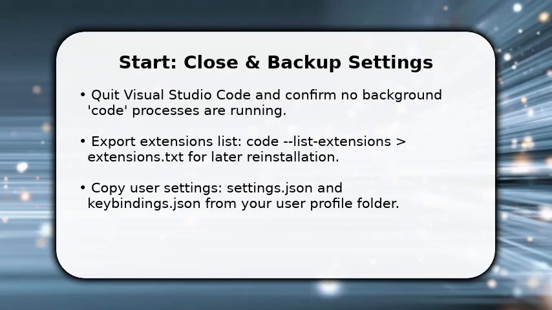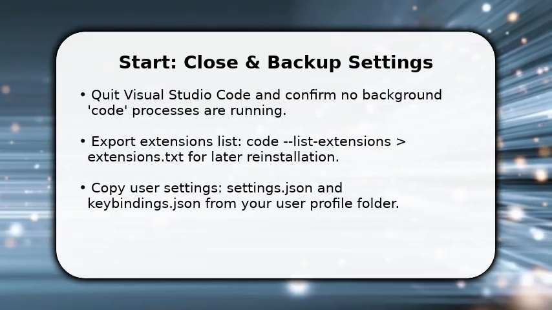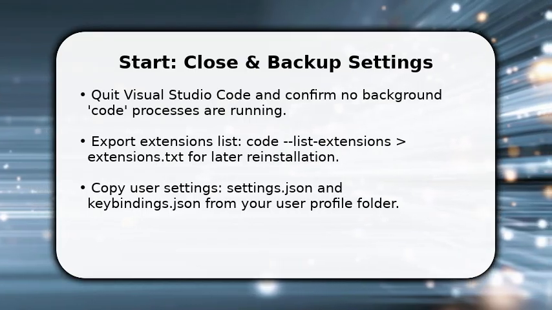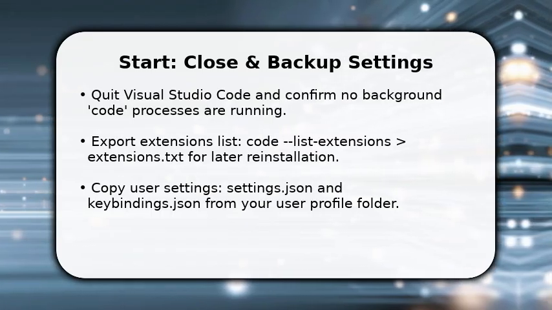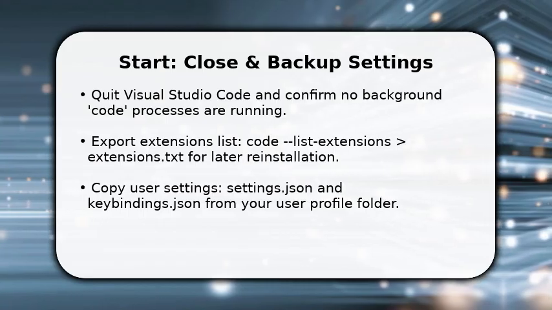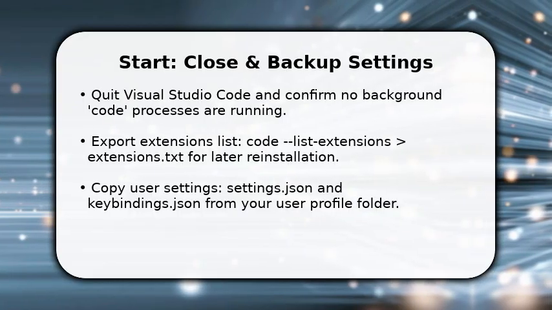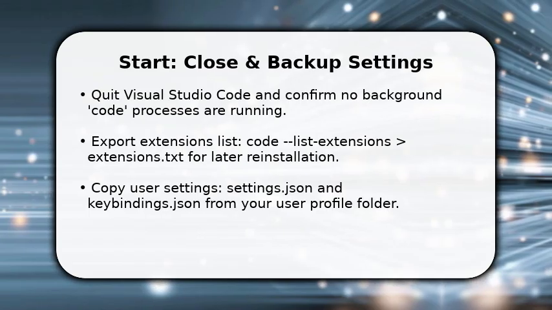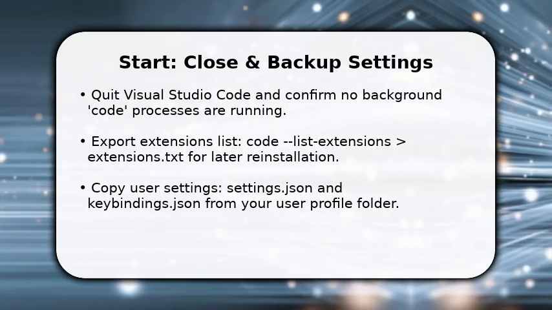You should start by closing Visual Studio Code and making a quick backup so nothing is lost. First, quit the app and check Task Manager or Activity Monitor to stop any lingering code processes. This avoids file locks. Next, export your extensions with code list extensions to a text file so you can reinstall later. Finally, copy your user settings and key bindings files from the profile folder. Once you remove the app, those files may be gone, so save them to a safe location.